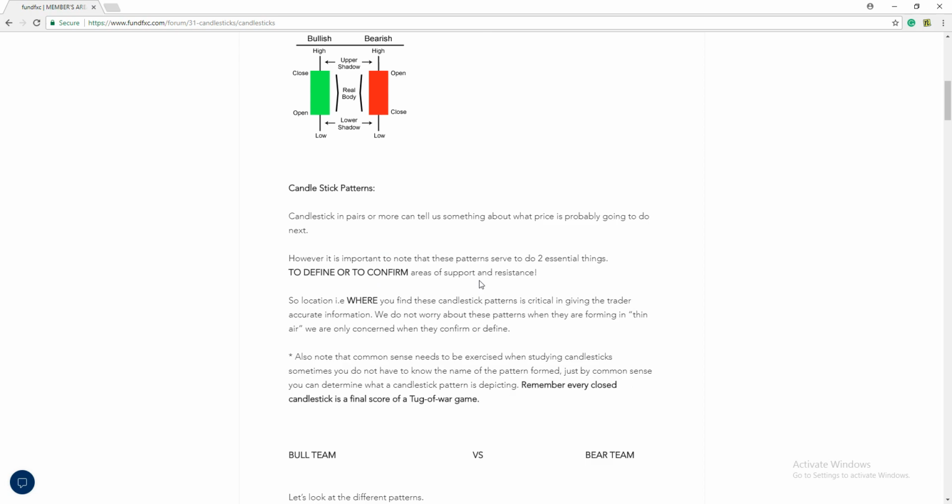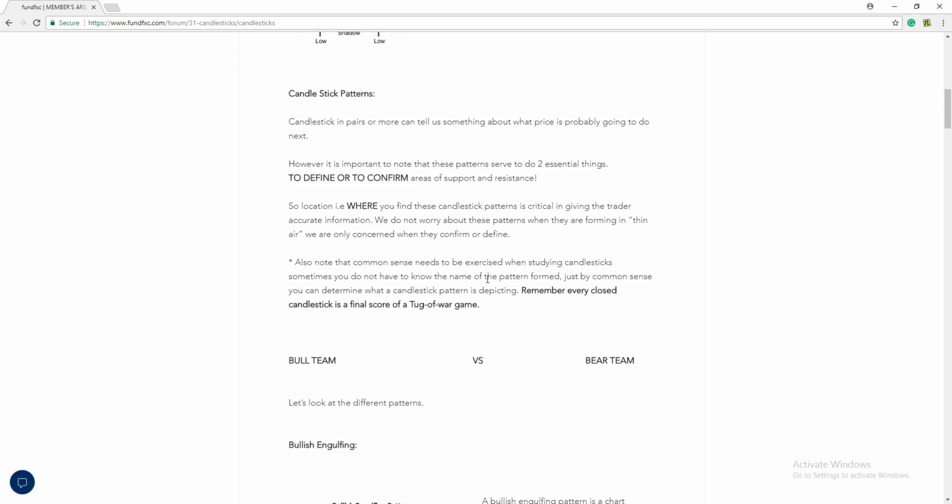Candlestick patterns. Candlesticks in pairs or one or more can tell us about what price is probably going to do next. However, it is important to note that these patterns serve to do two essential things: to define or to confirm areas of support and resistance. So the location where you find these candlestick patterns is critical in giving the trader accurate information. We do not worry about these patterns when they form in the middle of thin air. We are only concerned when they are confirmed or defined by support and resistance.